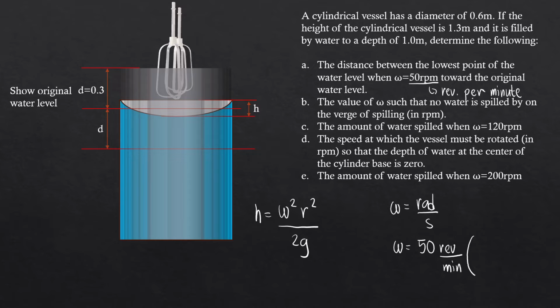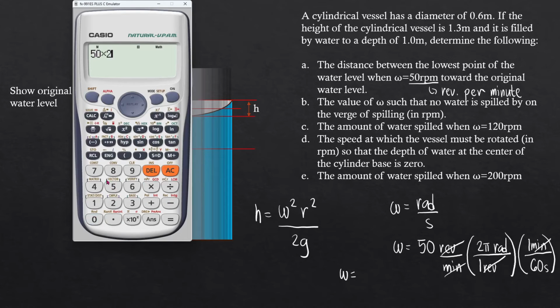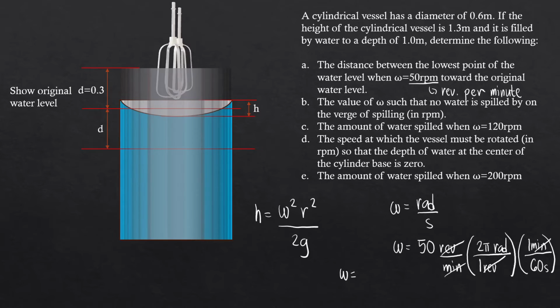Now first, let's convert revolutions. For 1 revolution, that's equal to 2π radians. And to convert minutes into seconds, for 1 minute we have 60 seconds. And so this will cancel, and also this one. And so omega will be 50 times 2π divided by 60. This gives us 5.236 radians per second. This is now what we'll use.